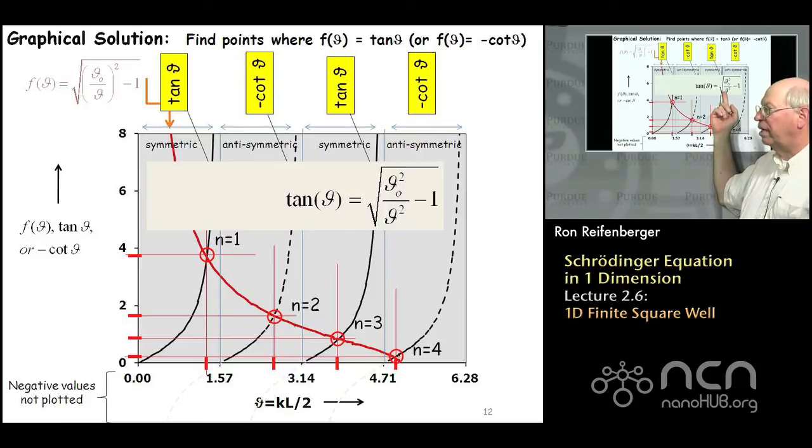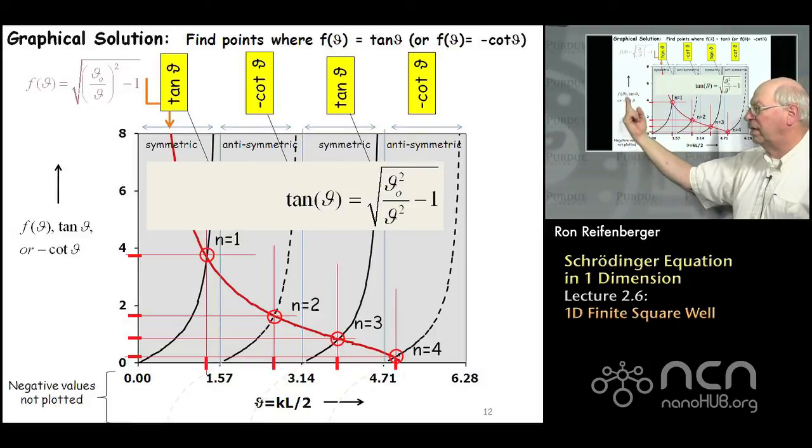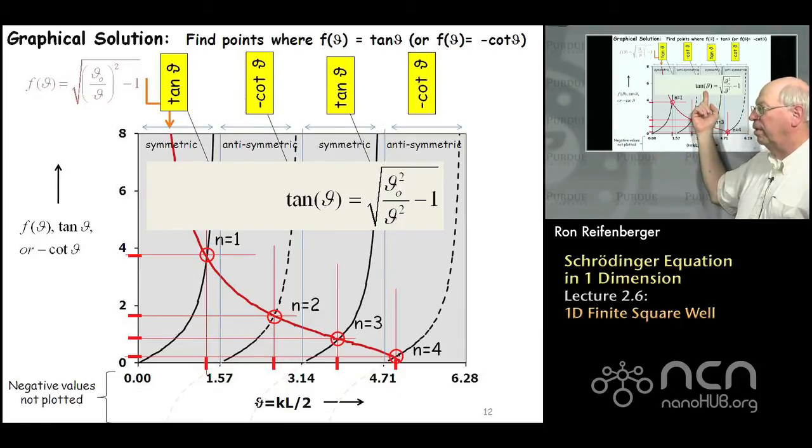This square root of theta naught squared over theta minus 1 is plotted in this direction here. This is the f of theta. And what we want to do is find out for what values of theta this equation is true. This is an odd-looking function.